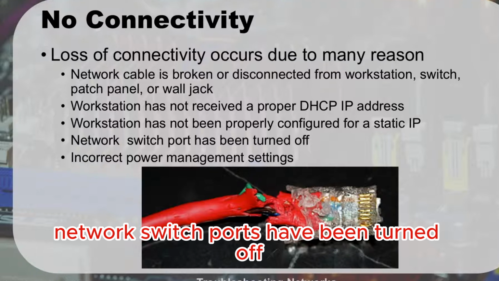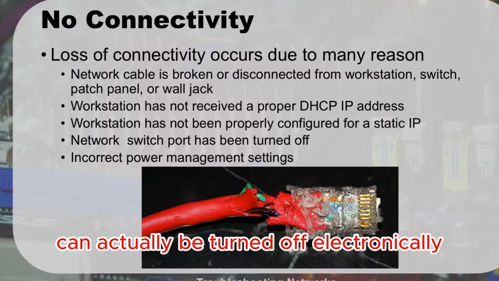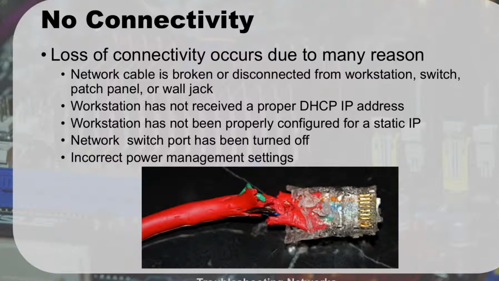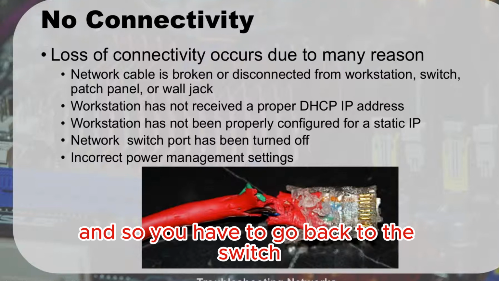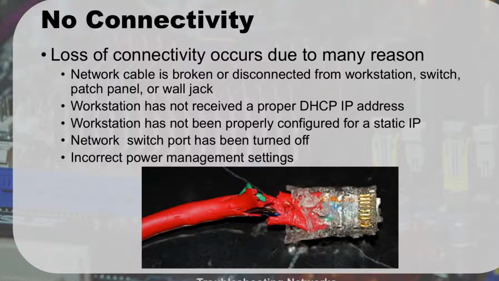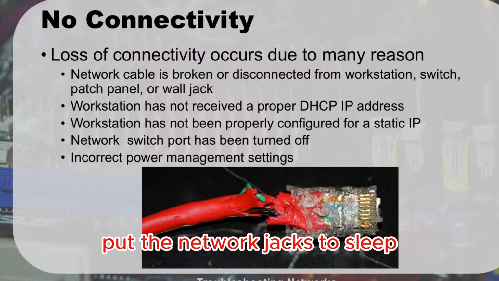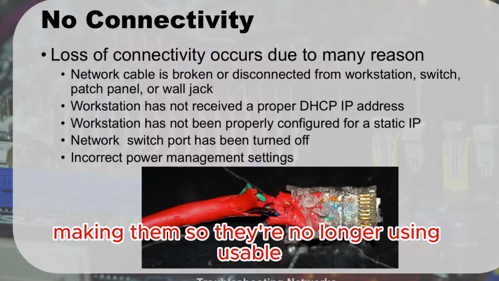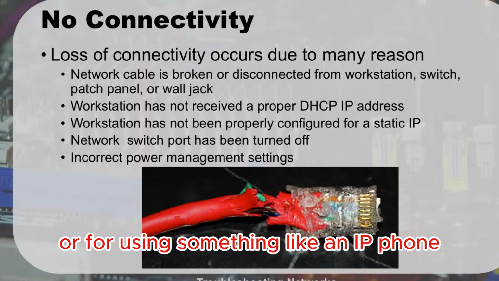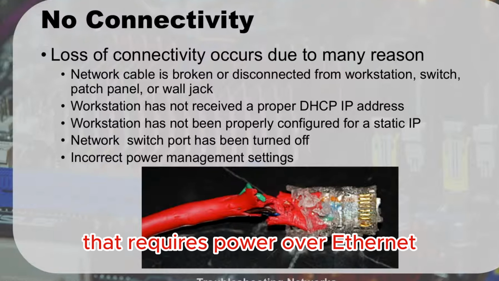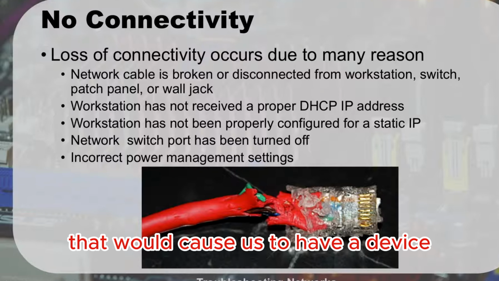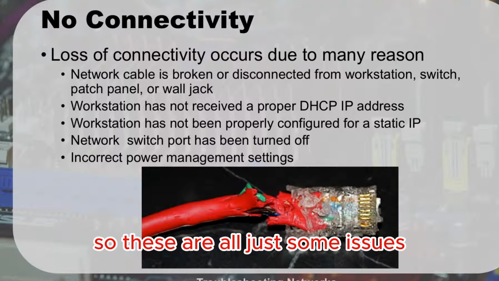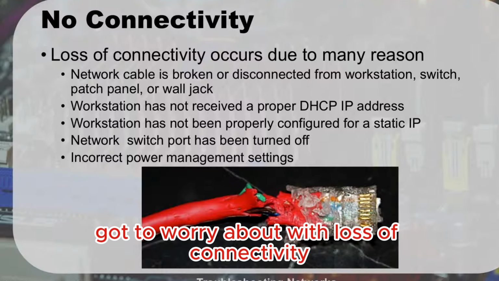Network switch ports have been turned off. Our switch ports on the switch can actually be turned off electronically. So even though you see a wall jack, it doesn't necessarily mean that it's a live wall jack. And so you have to go back to the switch and verify it's on or off. And then incorrect power management settings. We can have power management settings that actually put the network jacks to sleep, making them no longer usable, or if we're using something like an IP phone that requires power over Ethernet and we're not providing that power over the cable, that would cause us to have a device that's not going to connect either. So these are all just some issues you have to worry about with loss of connectivity.